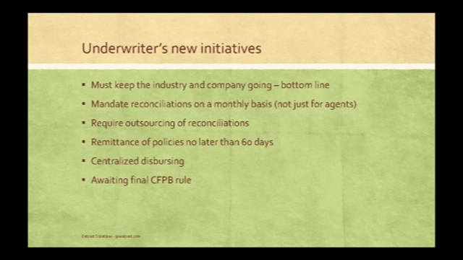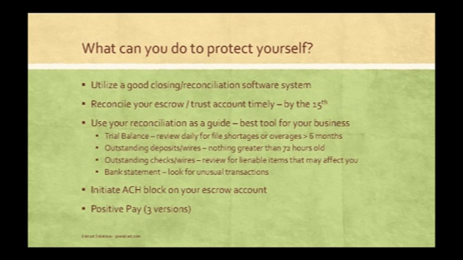Centralized disbursing. Lenders are starting to become a little bit fearful of sending money to independent agents based upon the ability to pay off loans. So there's been a lot of talk about centralized disbursing. Can the underwriters do it? Can a third party do it? And of course, that also goes in line with awaiting the final CFPB rule. There's a lot of discussion going on with the Consumer Financial Protection Bureau. And just for your knowledge, this is now the second largest bureau underneath the Department of Homeland Security. They have an enormous amount of power to help or change the marketplace. So I encourage you to get involved with what's going on with the CFPB.